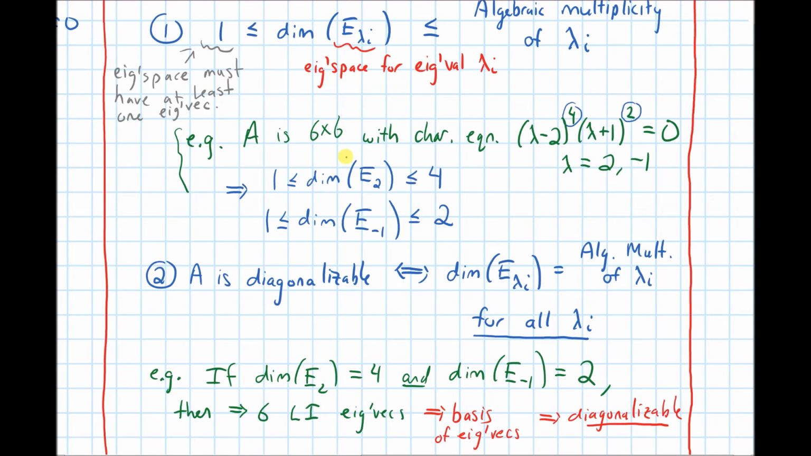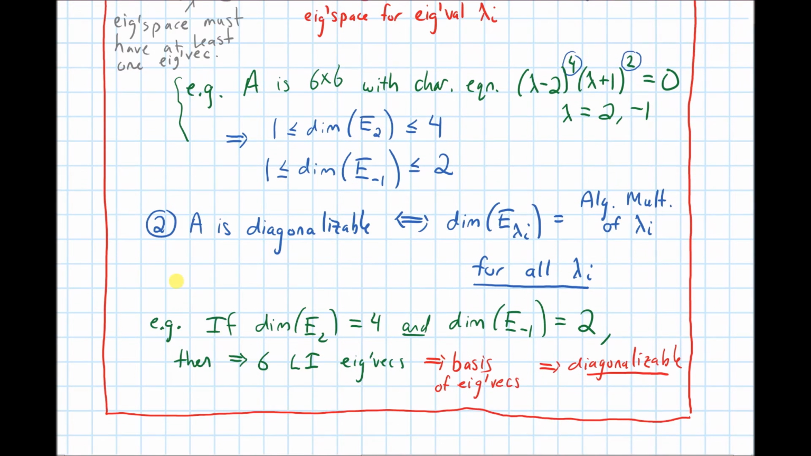So in other words, the dimension of each eigenspace, in a sense, has to be as large as it can be. It's got to be equal to the algebraic multiplicity of that corresponding eigenvalue for my matrix to be diagonalizable. So those dimensions of those eigenspaces need to be equal to those algebraic multiplicities for every single eigenvalue.